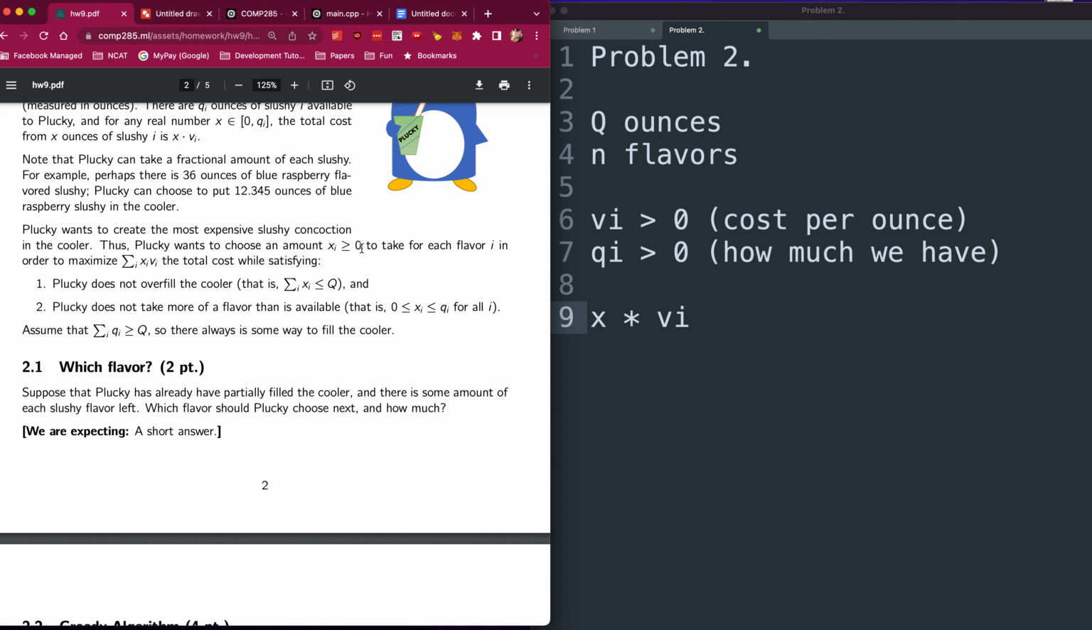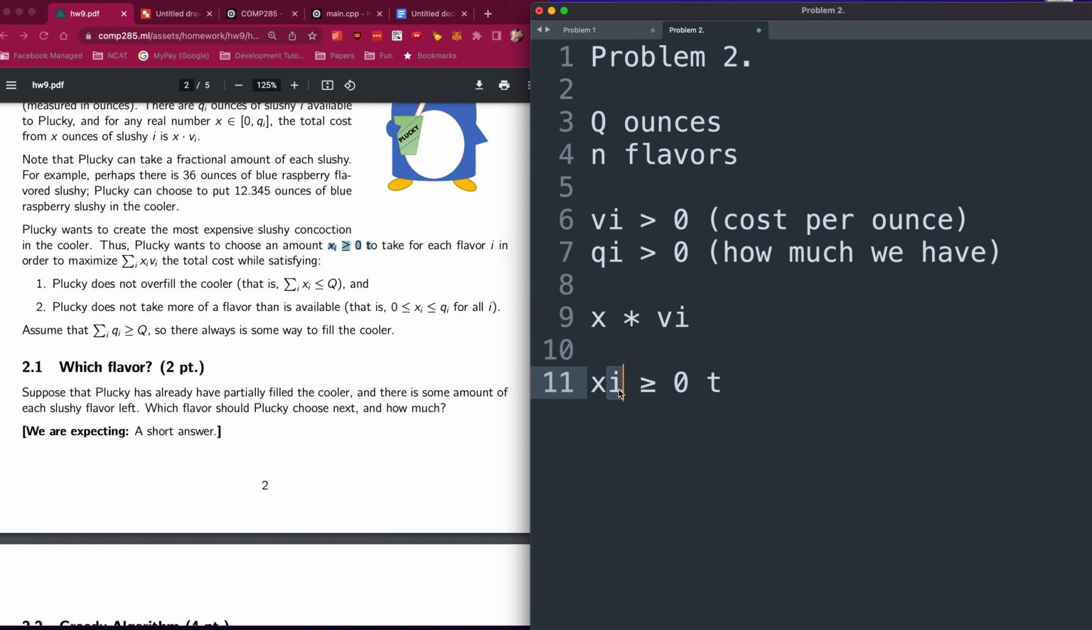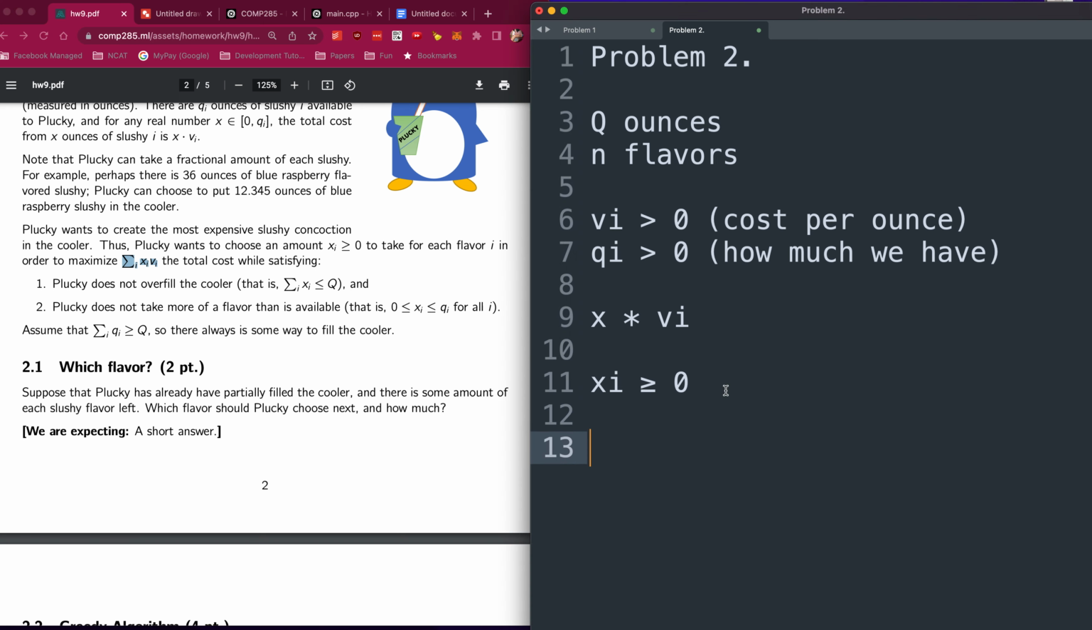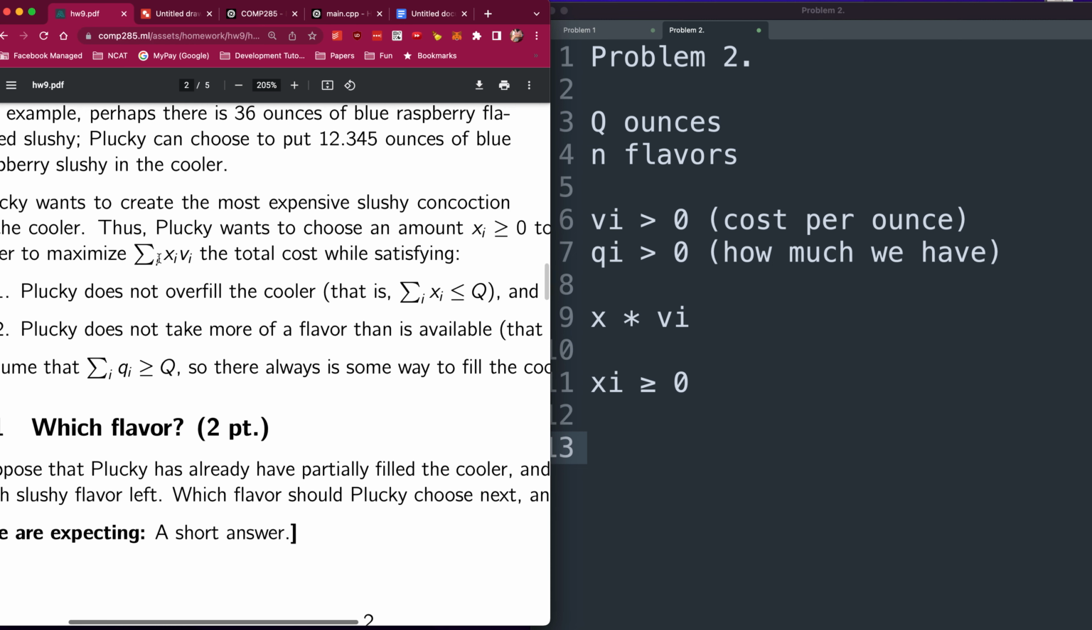So what that means is he wants to choose some amount x_i greater than or equal to 0 for each type of slushy, strawberry, chocolate, whatever. He wants to pick some amount for each one, okay? But his goal is to maximize the value of the cooler, which means for every amount that he picked, the total cost is going to be v_i times x_i, so the cost per ounce times however much he picked to take, right? And if you add up all of that over all the possible slushies he could take, that's going to give you the total cost.